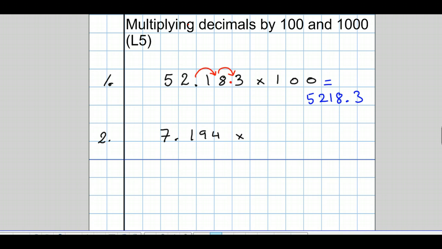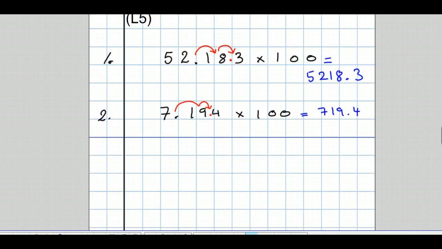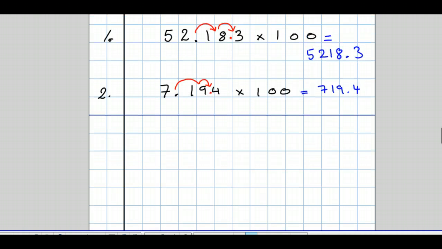Question 2. 7.194 times 100. Move the decimal point two places to the right to give us the answer 719.4. So instead of one place to the right when you multiply by 10, it's two places because you're multiplying by 100. So what happens when we multiply by 1000?